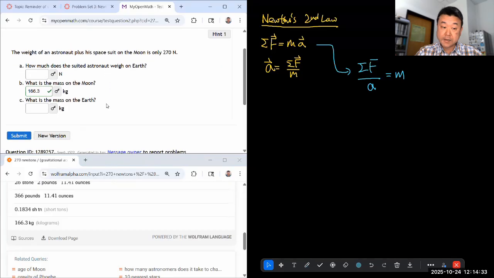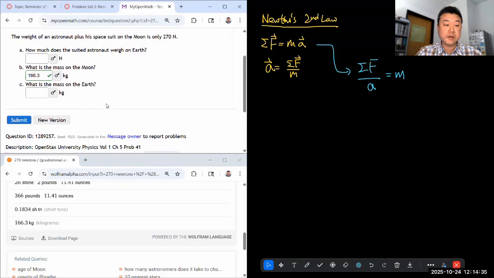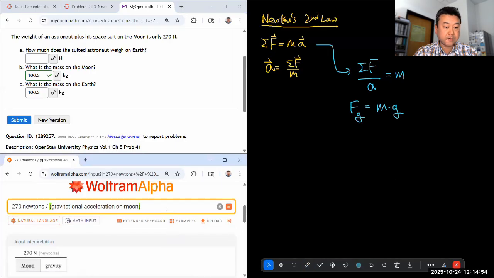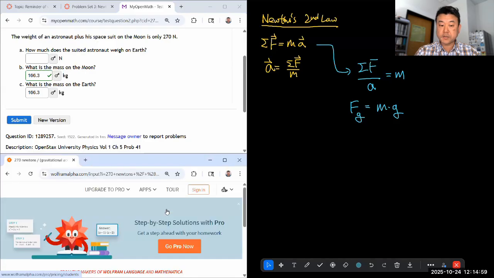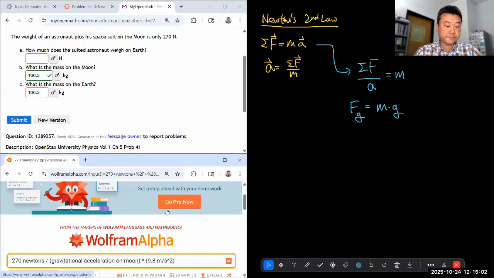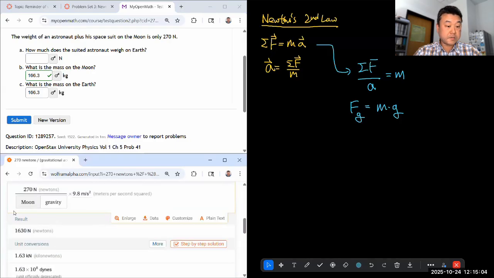Yeah. So once I know I have the correct mass, then I can do the rest of the questions. Oh, the mass on Earth, it's the same mass. But on Earth, the weight will be different. The gravitational force on Earth is the mass times gravitational acceleration on Earth, or 9.8 meters per second squared. So since I have the mass here, I need to multiply by 9.8 meters per second squared. That'll give me the weight on Earth. So, 1630 newtons.